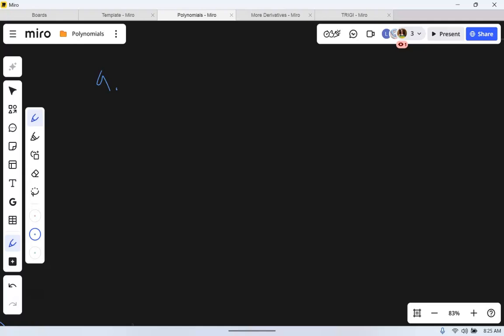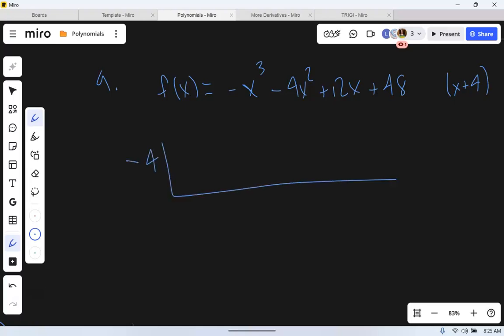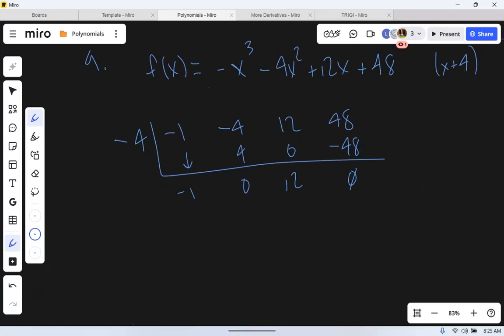All right, number 9. So remember, this is where we're factoring given a factor, okay? All of these are going to be set up to do synthetic division. Plus 12x plus 48, and I am dividing by x plus 4. So what goes outside the synthetic division sign? -4. I want to change that sign. Do I need placeholders? Nope. -1, -4, 12 and 48. -1, 4, 0, 0, 12, -48, 0. Everybody good?